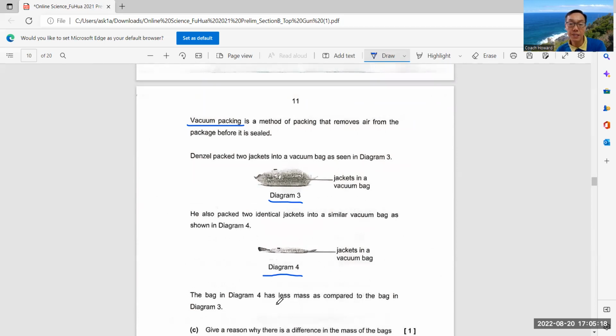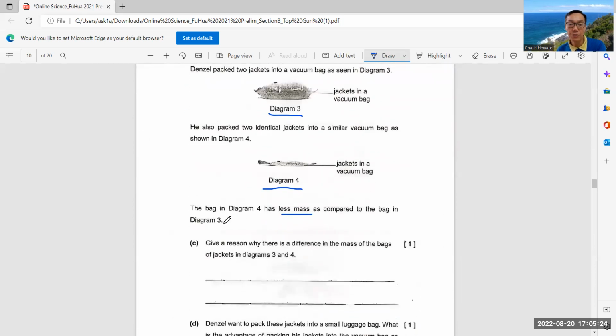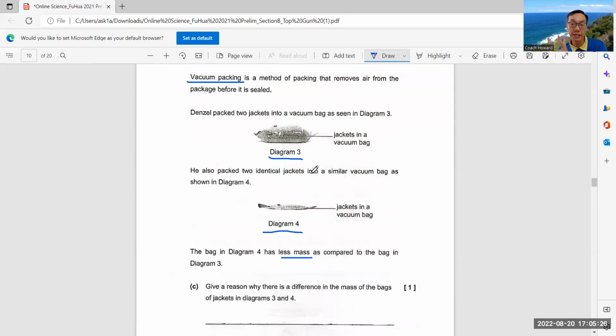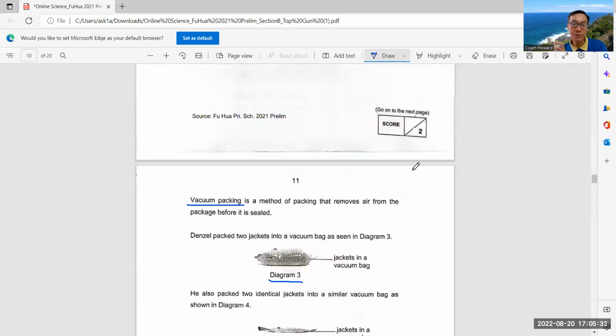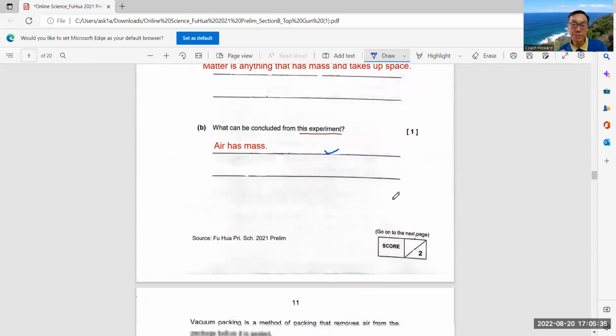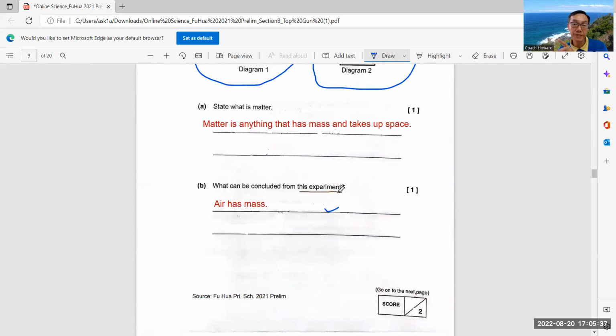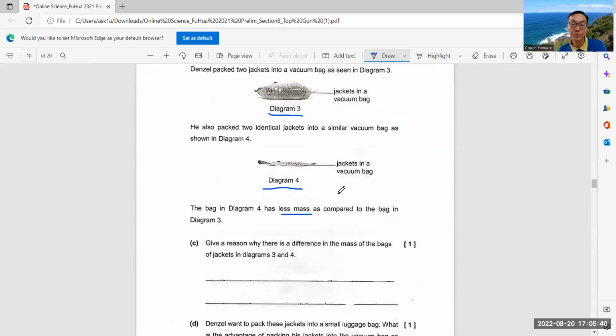Diagram 4 has less mass, so you underline this one compared to diagram 3. Both contain 2 jackets, but here the air inside is being sucked out, so that air has mass, you notice. This question makes use of your previous understanding to help you. They ask you to give a reason why there is a difference in mass of the bag of jackets in diagram 3 and 4. You should say that there is air in the vacuum bag in diagram 3, but in diagram 4 there is no air, and air has mass.